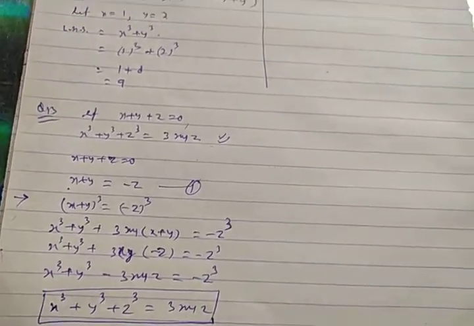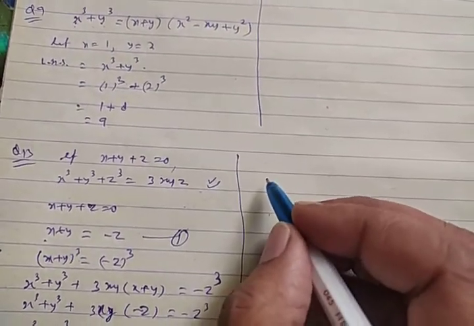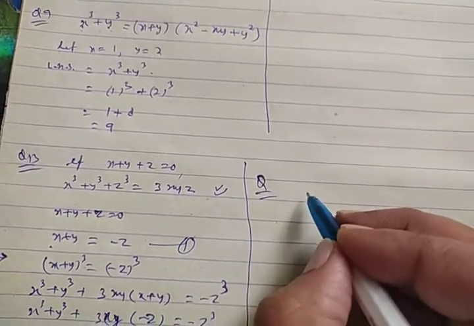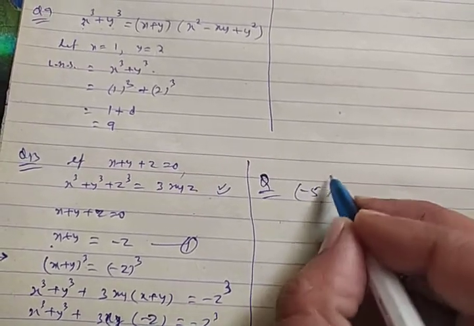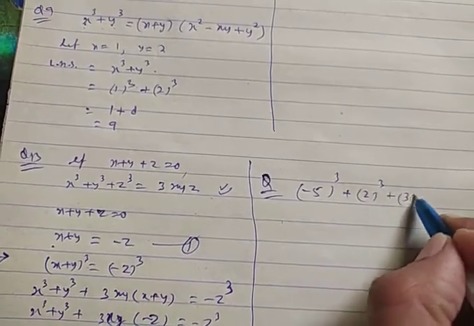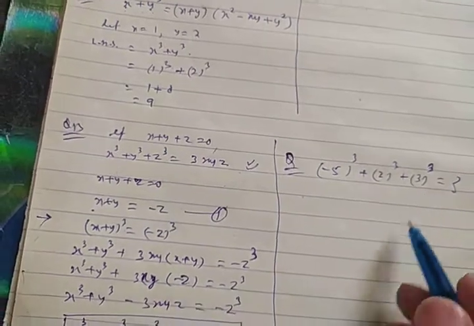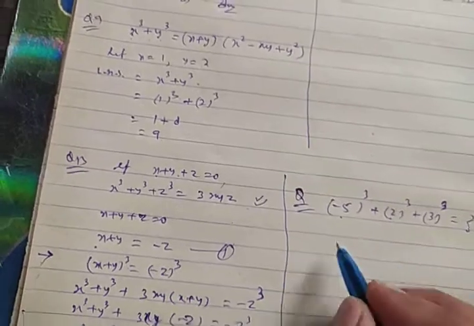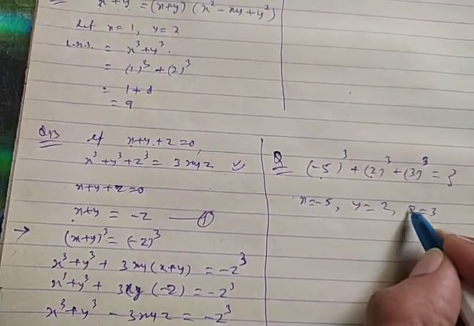This is an important proof, and a question may come like calculate or find the values. Suppose an expression is given. I am just taking an example, not a question of the book. Minus 5 to the power 3 plus 2 to the power 3 plus 3 to the power 3. It is being asked to calculate the value. Now you will compare this with x, y, z. Means x is equal to minus 5, y is equal to 2, z is equal to 3.